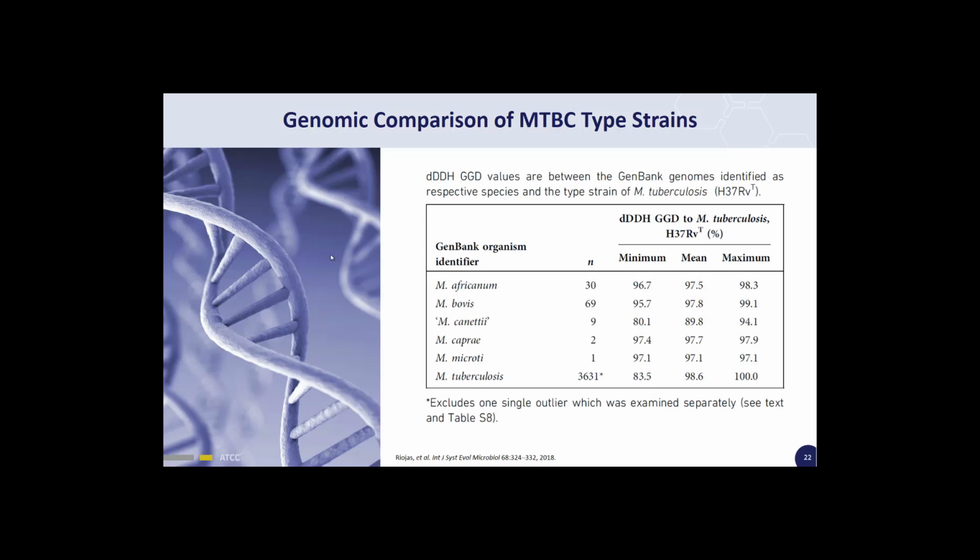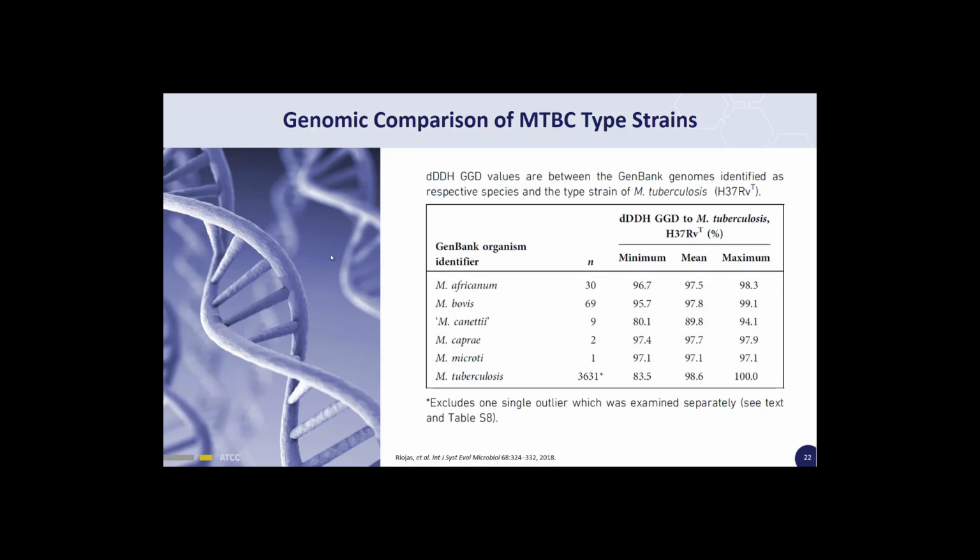In addition to the type strains of the MTBC species, we also examined all the MTBC strains with draft or complete whole genomes in GenBank and used DDDH to compare those strains to Mycobacterium tuberculosis H37Rv. We examined 30 strains of Mycobacterium africanum, 69 strains of Mycobacterium bovis, 9 strains of Mycobacterium canettii, 2 strains of M. caprae, 1 strain of M. microti, and 3,631 strains of Mycobacterium tuberculosis. The results of this are shown in summary form in Table 3 from our paper.